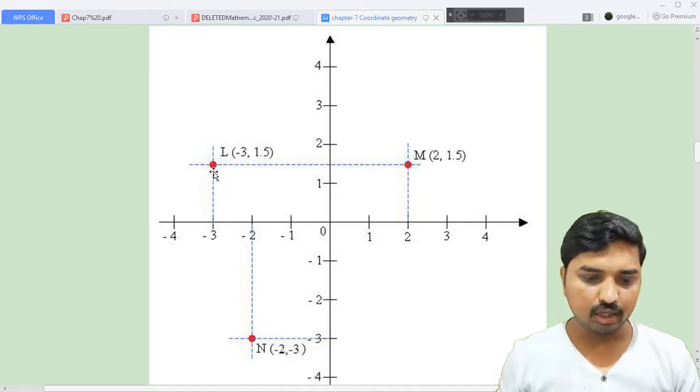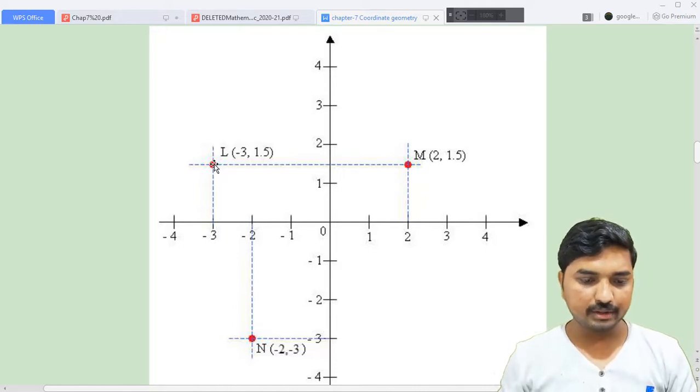And one more thing, you can look here, L. If you draw the perpendicular to the x-axis, it meets at -3. So that's why the x coordinate is -3. And if you draw the perpendicular to the y-axis, it will once again intersect at 1.5. So that's why the y coordinate becomes 1.5.